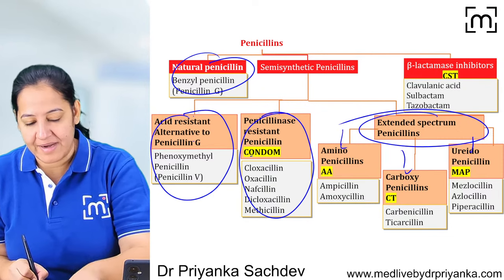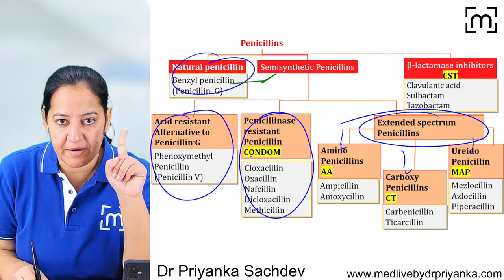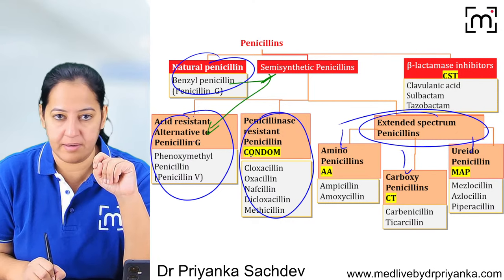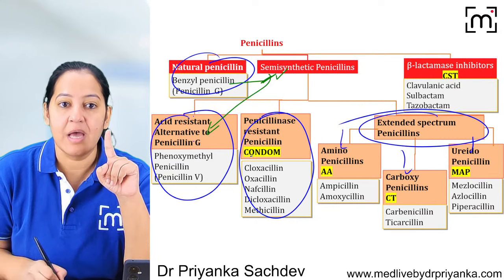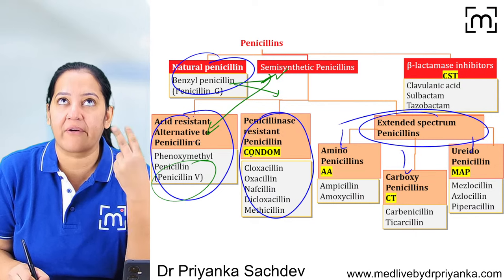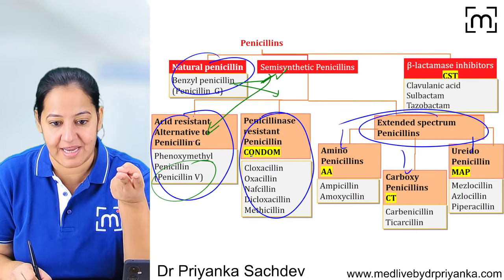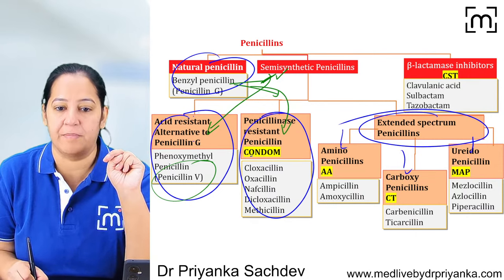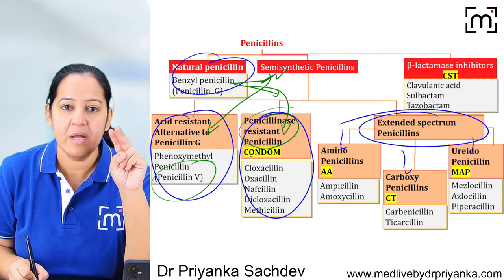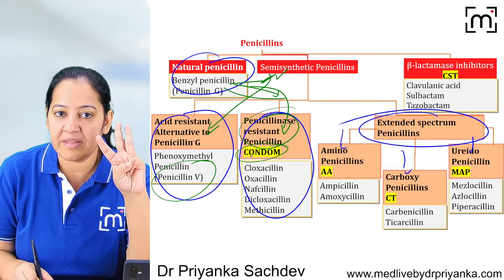So I told you natural penicillin have three problems. The first problem, it was acid labile, which is overcome in penicillin V, which we can give orally. The second shortcoming, it was degraded by penicillinase enzyme. This shortcoming is overcome here. We have created penicillinase resistant penicillin which has a ghungat, a cover over it. The mnemonic is condom. The third shortcoming, they were narrow spectrum.